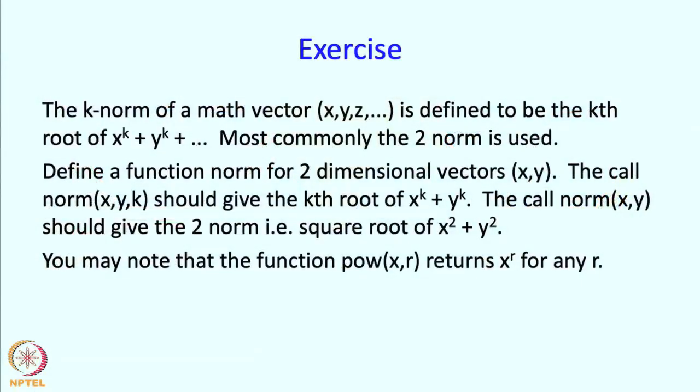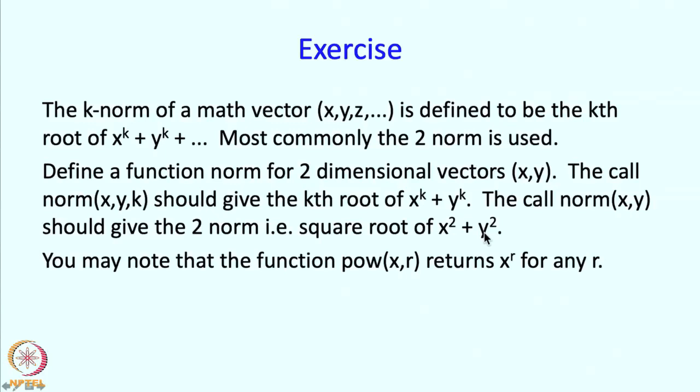So here is an exercise based on this notion of default values. The k norm of a math vector x, y, z, w, whatever, is defined to be the kth root of x to the k plus y to the k and so on. But the most common norm that is used is the 2 norm. So this is kind of the Euclidean distance like thing. So if I have a 2-dimensional vector x, y, then the call norm x, y, k should really give me the kth root of x to the k plus y to the k. So the kth root of all of this. But I want to be able to make a call norm x, y, without passing the last argument, so that in that case the default value of k should be 2. So this should really return the square root of x squared plus y squared.